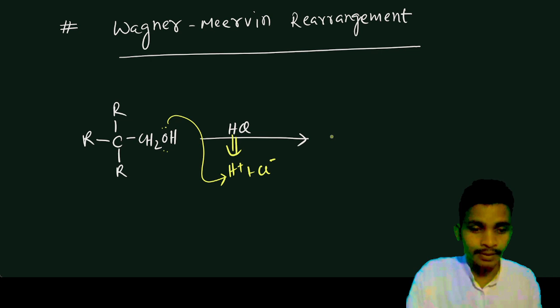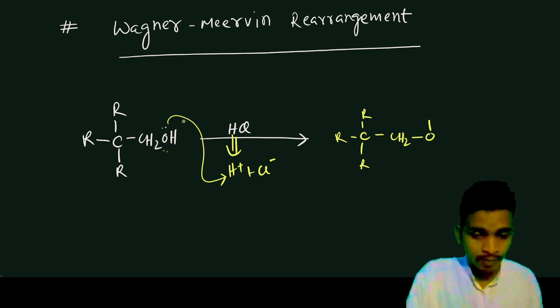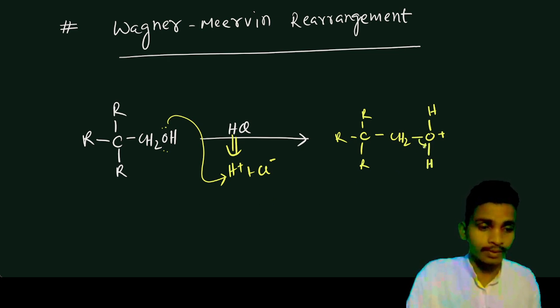Then what we get here is a carbon with R and R, and CH2, and the O. One lone pair forms a bond, giving its electrons to the H plus, so this becomes OH. Since one lone pair has gone, it carries a positive charge. Now water will be released by taking these electrons and leaving, because the electronegativity of oxygen is greater than carbon, so the oxygen takes all the electrons and leaves. It means water is released.